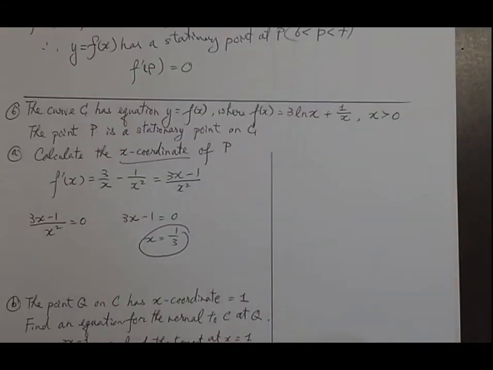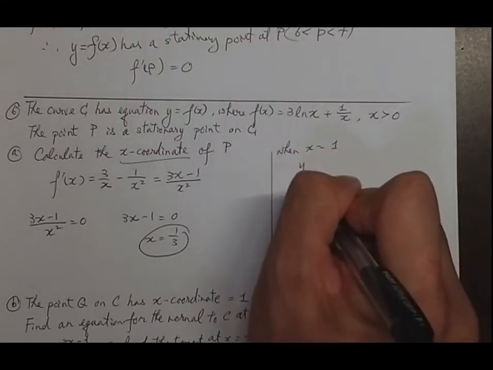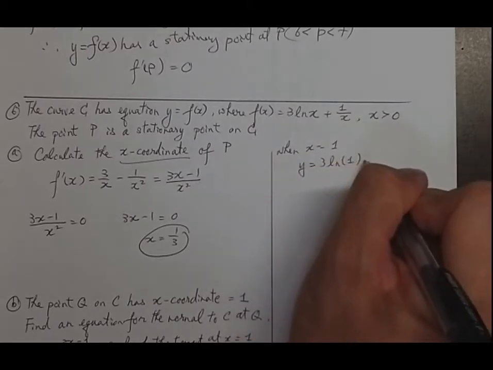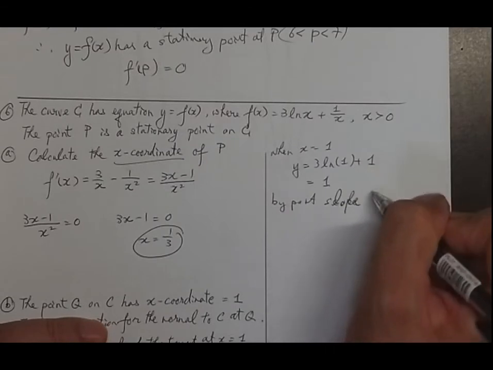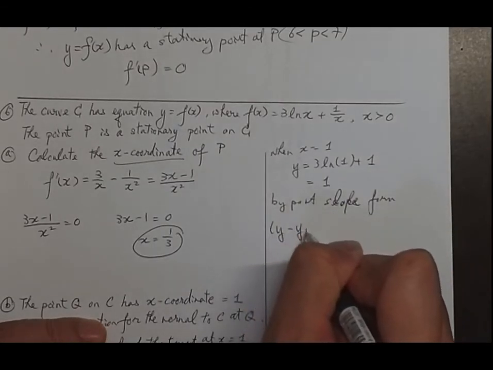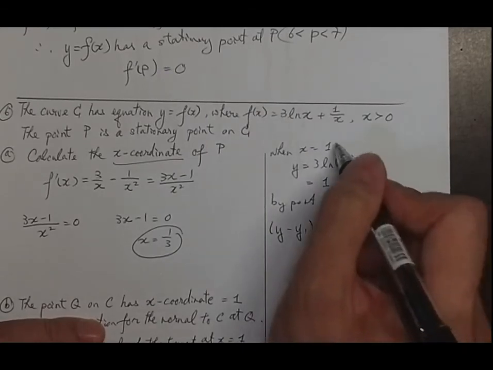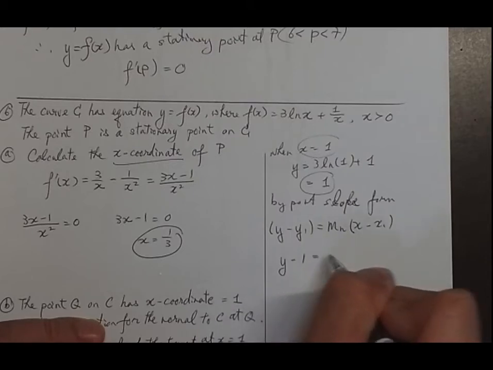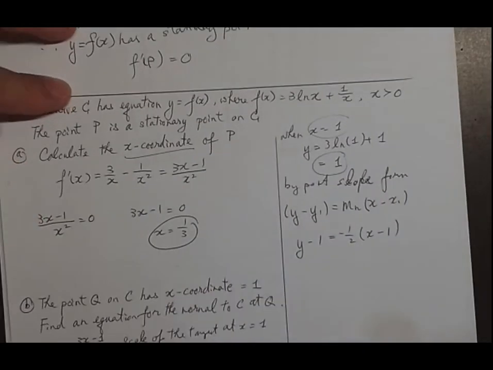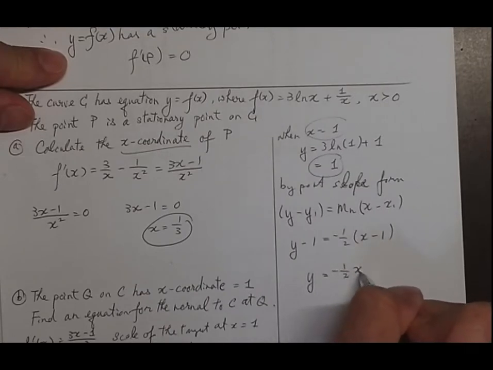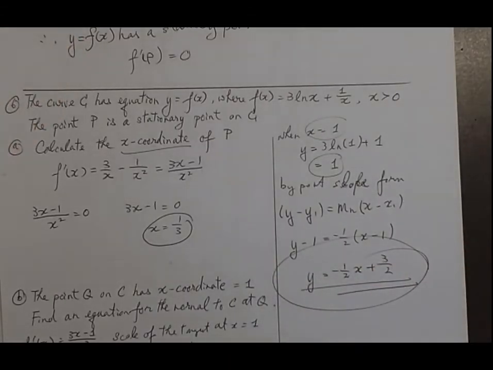And we have to find when x equal to 1, what is the value of y. So when x equal to 1, y is equal to 3 log 1 plus 1, so it's equal to 1. By the point-slope form, we have y minus y1 is equal to m normal times x minus x1, and x1 and y1 are equal to 1 here. So we have y minus 1 equal to minus half times x minus 1. So we got y is equal to minus half x plus 3 over 2. This is the equation of the normal at the point x equal 1, y equal 1.